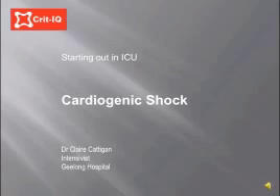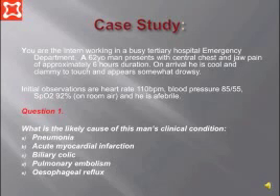Welcome to the lecture Cardiogenic Shock. We will begin this lecture with a case study and then go into a bit more detail about cardiogenic shock. Imagine you are an intern working in a busy emergency department. Consider the following information given and also the following question.